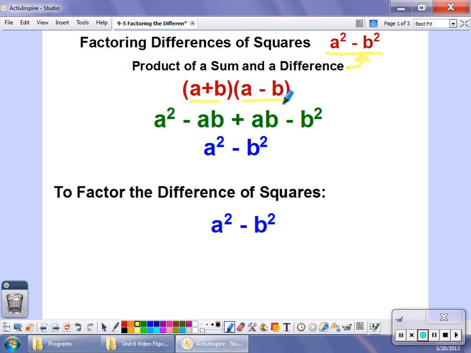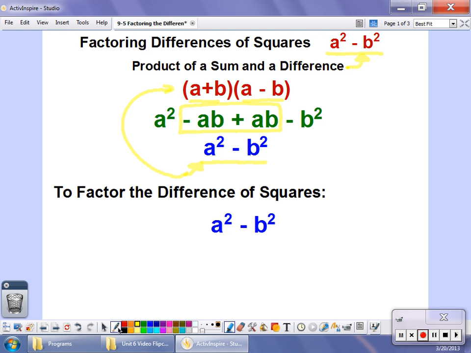And remember, when we multiplied these out, it always worked out that our two middle terms canceled out, and we were left with just a squared minus b squared. So what we're going to do today is use this idea, this logic behind these special products, to go from this answer back up to our factored form.